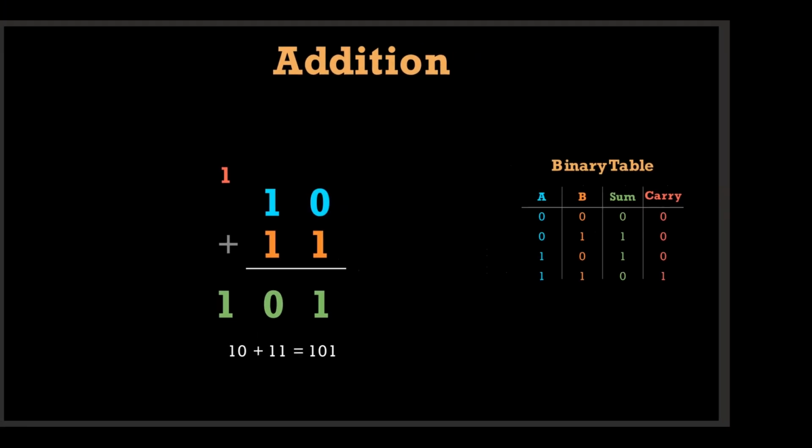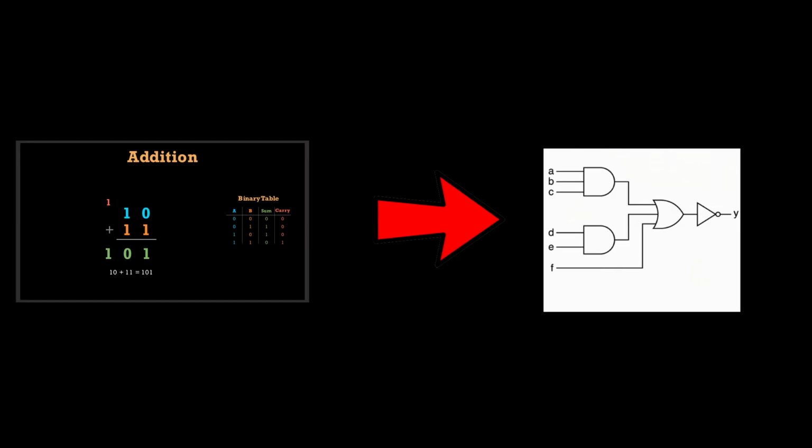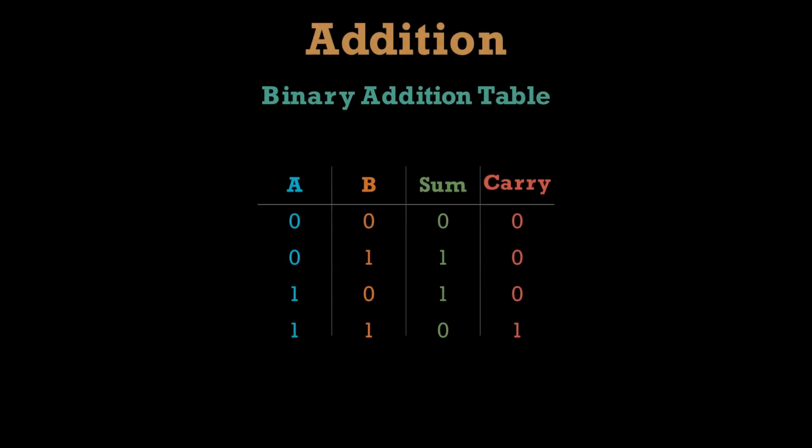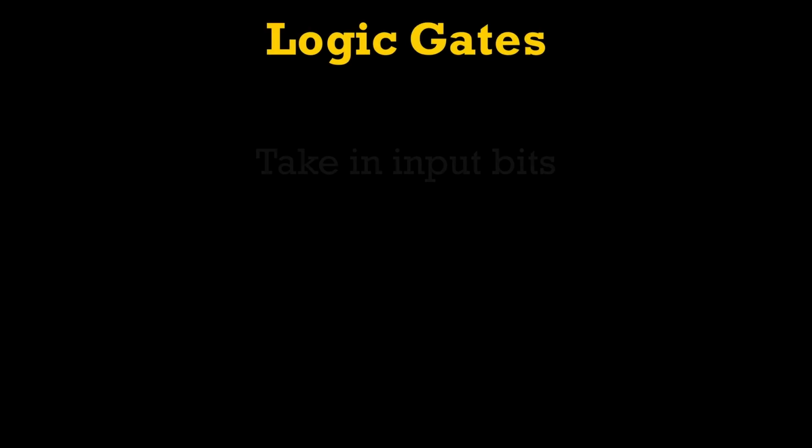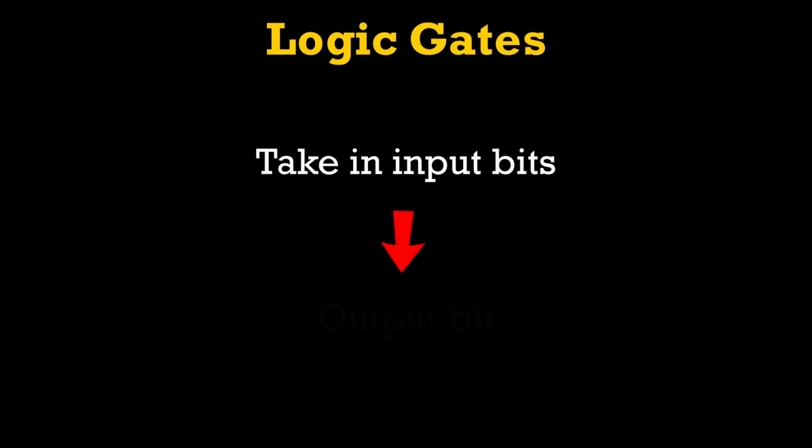Now let's look at how to turn this into a circuit so we can get the computer to do it for us. We have 2 inputs, A and B, and we need 2 outputs, a sum bit and a carry bit. Notice how the sum column is exactly what an exclusive OR gate produces, and the carry column is exactly what an AND gate produces. I won't go into it too much, but the XOR gate and the AND gate are logical gates. Logical gates take in input bits and produce an output bit based on a set of pre-specified rules.